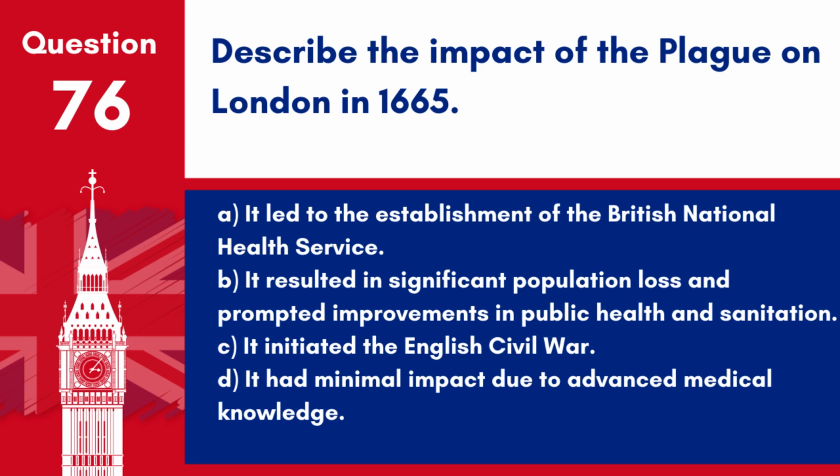Question 76. Describe the impact of the plague on London in 1665. A. It led to the establishment of the British National Health Service. B. It resulted in significant population loss and prompted improvements in public health and sanitation. C. It initiated the English Civil War. D. It had minimal impact due to advanced medical knowledge.